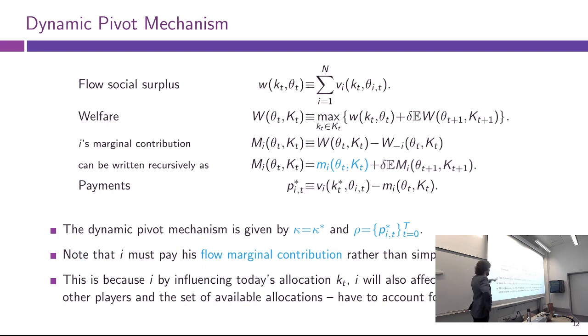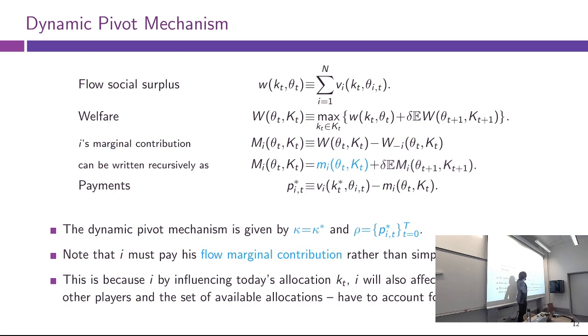And the way we do this is, once again, we decompose this marginal contribution, big M_I, in a recursive manner, meaning that we define small m_I, which would be the flow marginal contribution of player I, such that big M_I today at time t equals the flow marginal contribution small m_I at time t plus the discounted expected future marginal contribution starting tomorrow. And this will finally be the value that we will be looking for, the value that we will be able to plug into our payment schedule.